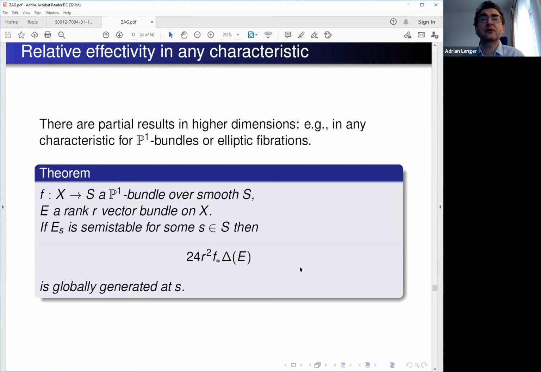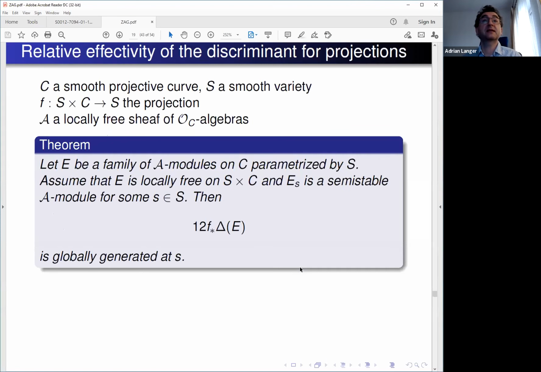So for elliptic fiber, and this works also in positive characteristic in exactly the same form. And there are also some results about elliptic fibrations, but I'm not going to talk about them. Instead, I will say something about what happens in case of products. And in the case of products, it becomes even more interesting for various reasons.